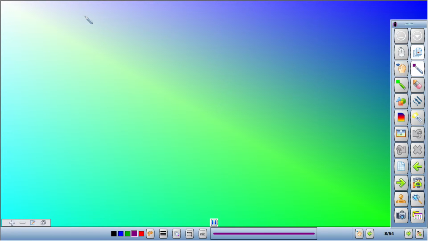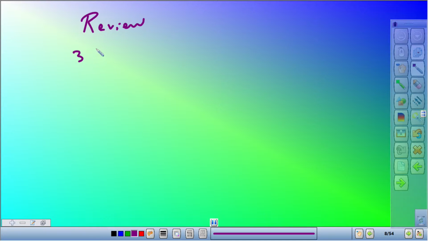Let's actually review 3-3. This one is the special types of polynomial. Okay, so the special polynomial identities. And the first one in here is the difference of squares. So I've got a squared minus b squared.